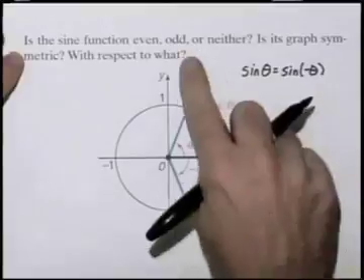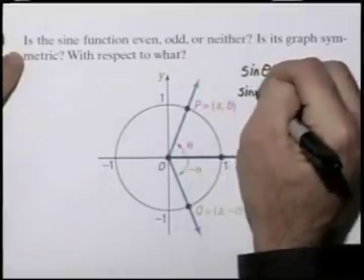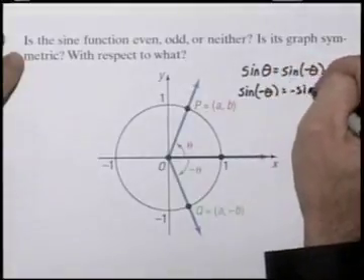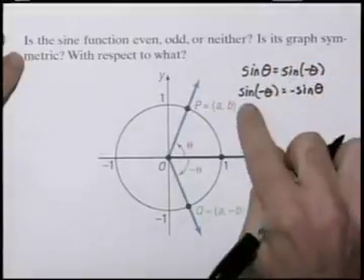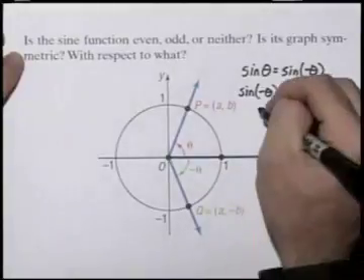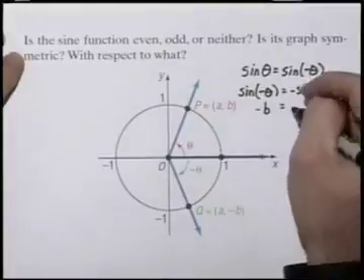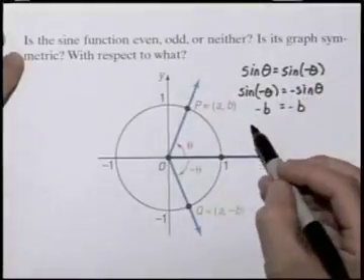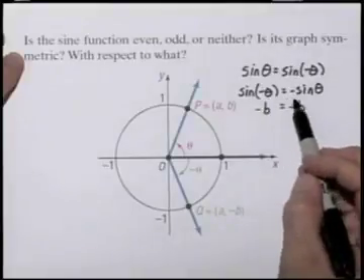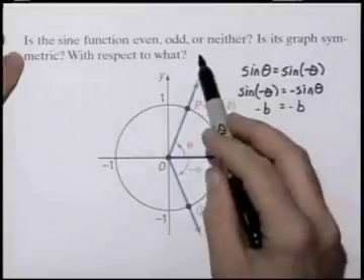If the sine function is going to be odd, then it must be the case that the sine of negative theta equals negative sine theta. Well, the sine of negative theta is negative b, and the negative sine of theta is also negative b. Because sine of negative theta equals negative sine of theta, the sine function is odd.